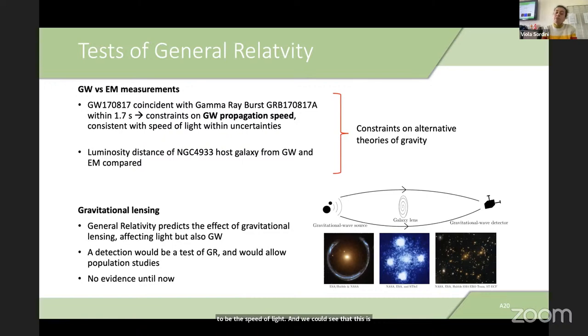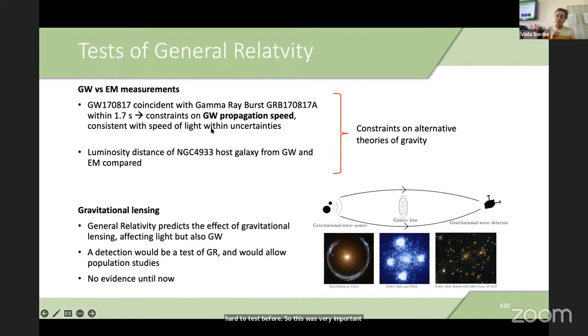Also, we compared the luminosity distance of the galaxy where this BNS happened as measured from gravitational waves or from electromagnetic waves. So these two, let's say simple measurements alone really put very strong constraints on alternative theories of gravity. So we are really starting to test things that were very hard to test before. So this was very important.